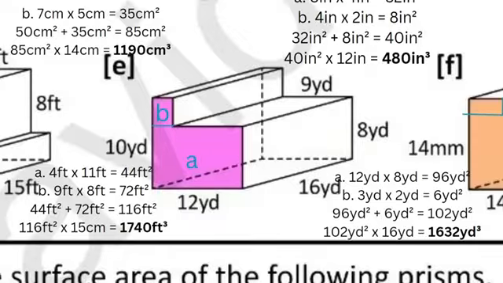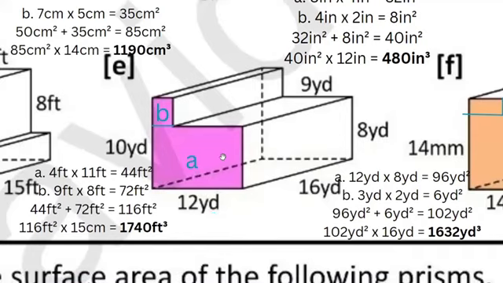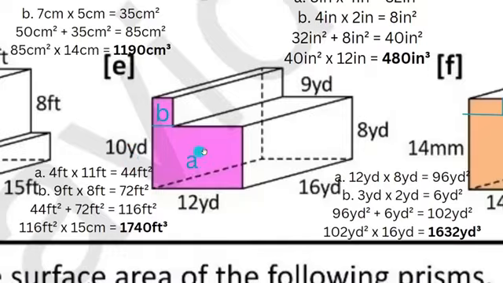Next, we'll be calculating E. This would be A and this would be B. To calculate A, we have to take 12yd times 8yd equals to 96yd squared. And to calculate B, we have to take 12yd minus 9yd equals to 3yd, and we have to take 10yd minus 8yd equals to 2yd. So 3yd times 2yd equals to 6yd squared. 96yd squared plus 6yd squared equals to 102yd squared. 102yd squared times 16yd equals to 1632yd cubed.